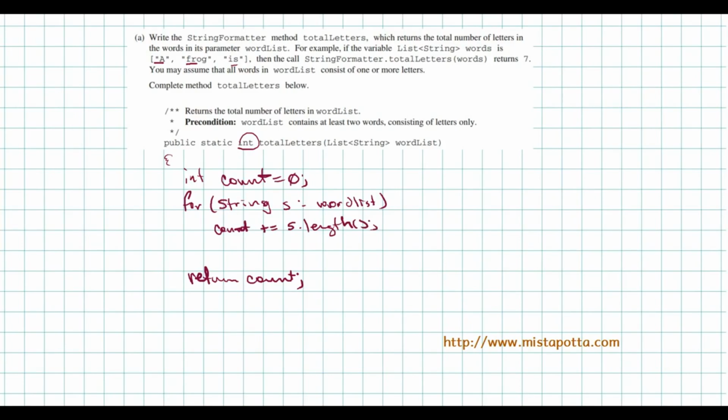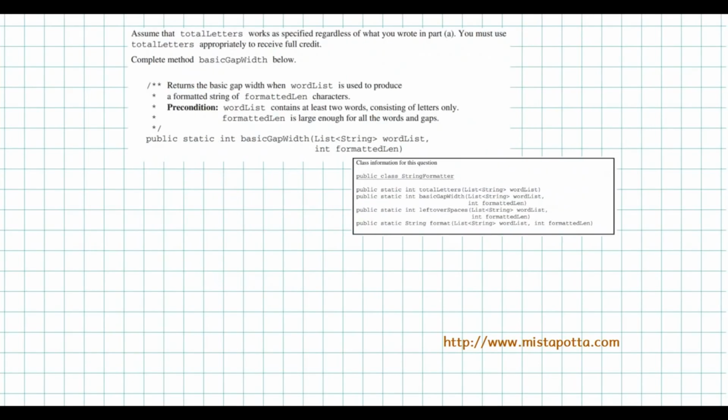It's going to say, the word A has 1 letter. The word frog has 4 letters, which means now I have 5. And then the word is has 2 letters, and if I add that 2, that's going to give me 7. So this is pretty straightforward. And what also is straightforward is that calculation that we were talking about. Notice here, if I want to figure out what this basic gap width is, what we did is we figured out, okay, I've got a particular length.